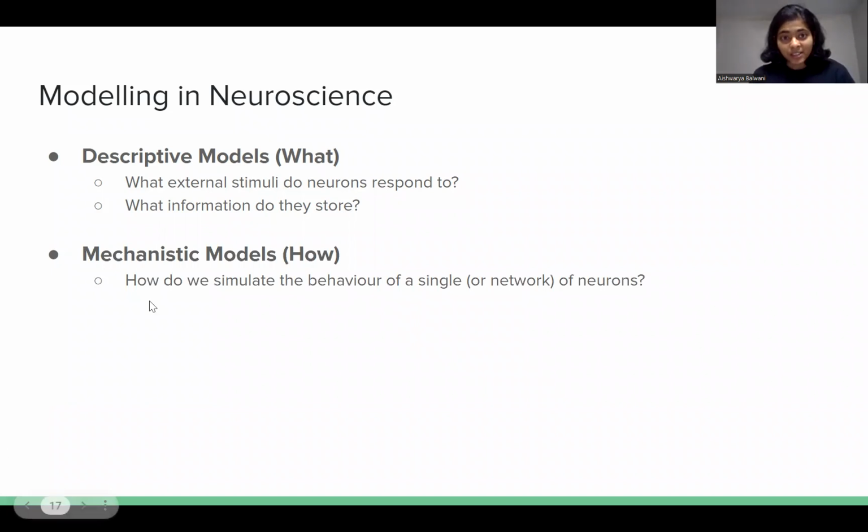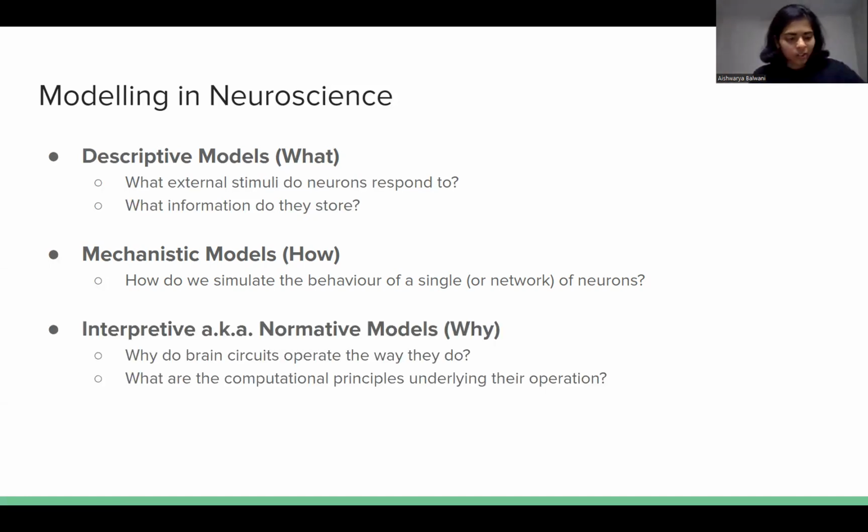The second is mechanistic. So these models try to answer the question how. So how do we simulate different types of behaviors? How do we simulate the behavior of one single neuron? How do we simulate the behavior of tens of neurons, thousands of neurons, or even billions of neurons?